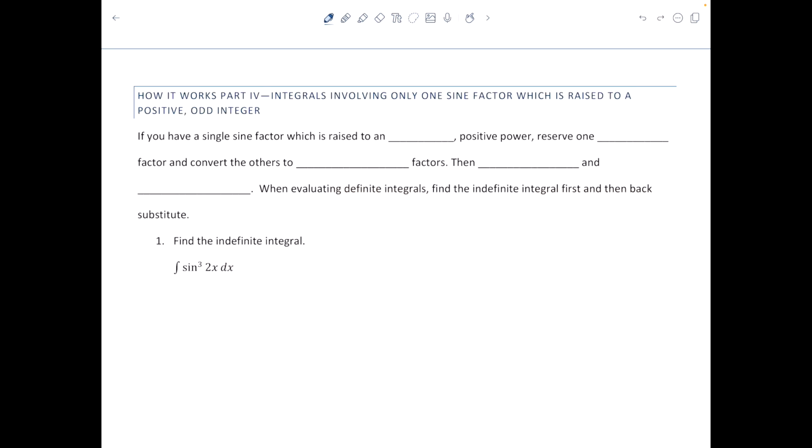Groovy? Okay, so the next part deals with if you have a single sine factor which is raised to an odd positive integer: reserve one sine factor and convert the others to cosine factors. Then expand and integrate. So you're creating a situation where you'll have a g of x, or whatever your variable is, and then your g prime will be ready to go, or almost ready to go.